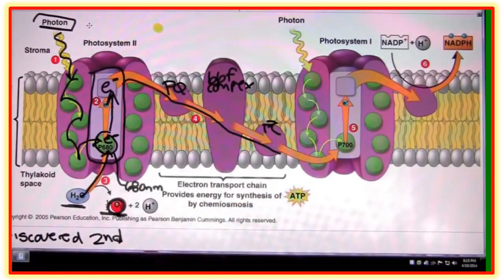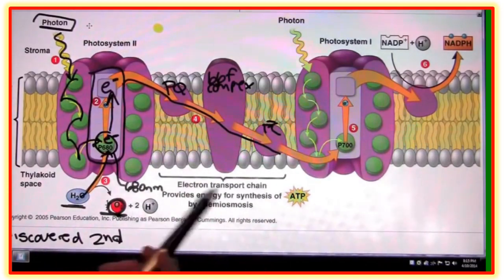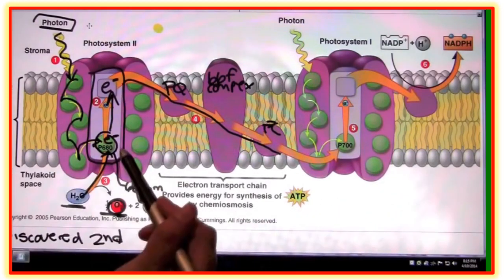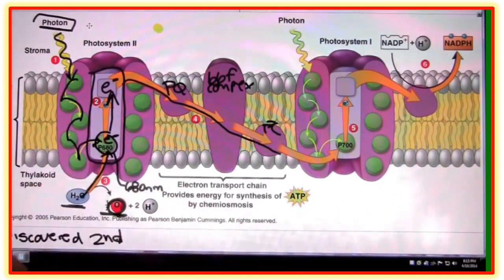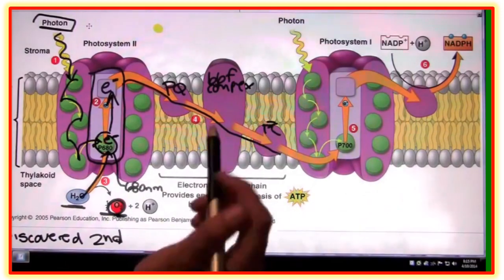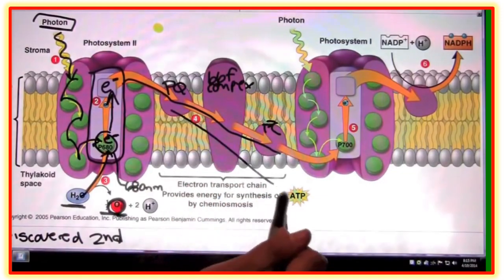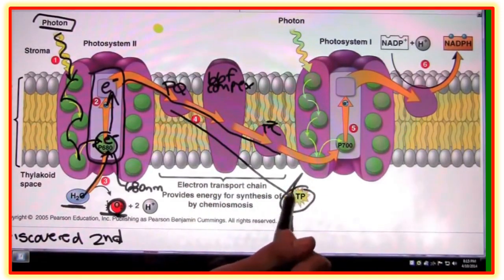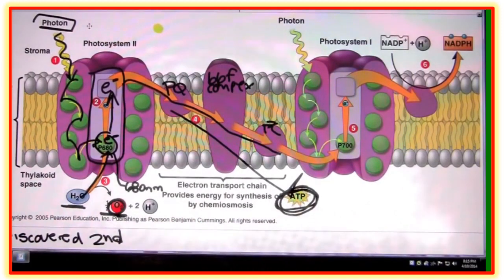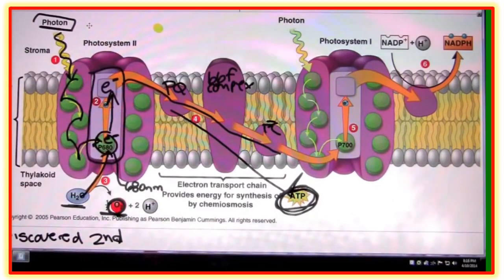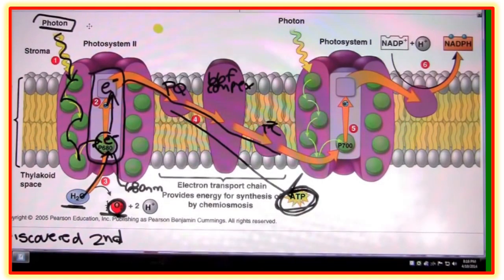As this electron travels down the electron transport chain, you'll notice that these arrows are pointed in a downward fashion. Basically what this means is that the energy state actually gets lower and lower as the electron travels from protein to protein. One of the things that happens during the electron transport chain is that this energy gets absorbed by ATP. So the energy is lowering, that energy is absorbed by ATP, and ATP is then made, which is a very important process in photosynthesis.